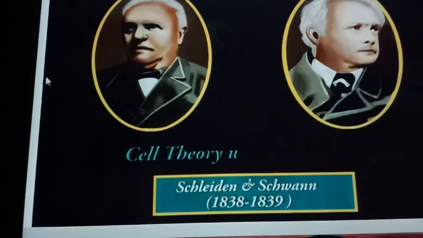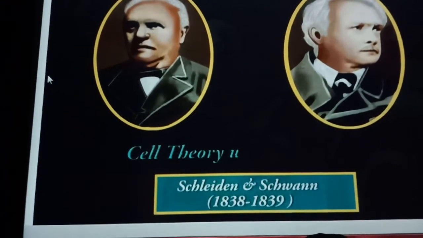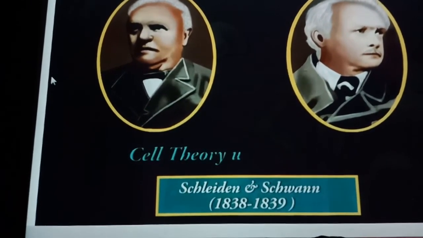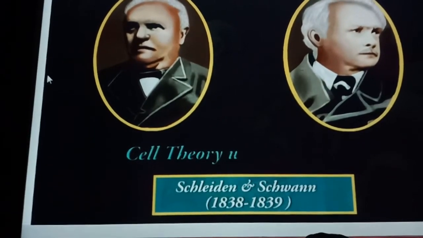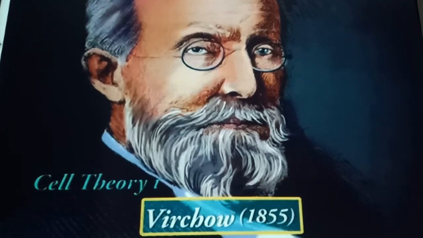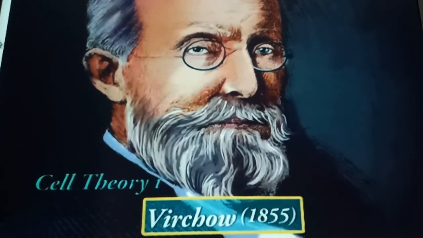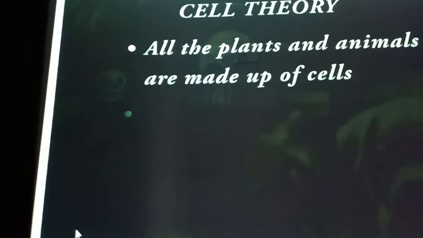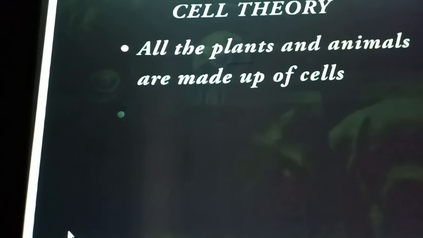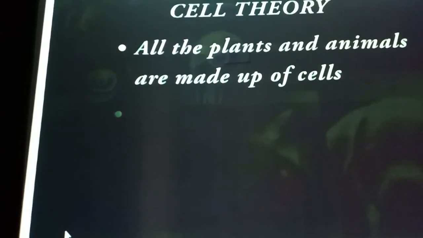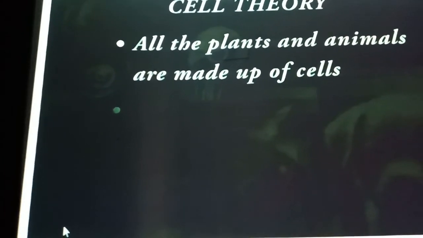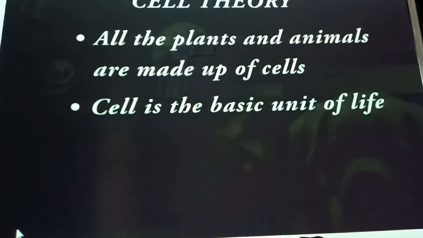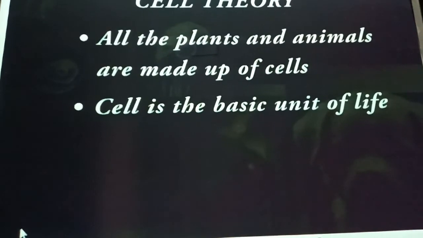After these discoveries, many scientists studied the cell and its many parts. And in 1838, 1839, Schleiden and Schwann, two scientists, made the cell theory about cells. After that, scientists modified the cell theory. We need to study the cell theory now. In cell theory, first point, all plants and animals are made up of cells. That means the cell is the basic unit of plants and animals. Cell is the basic unit of life. Second, life has a basic unit, that is the cell.